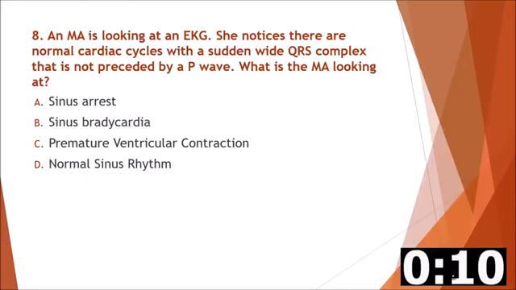Next question. An MA is looking at an EKG. She notices there are normal cardiac cycles with a sudden wide QRS complex that is not preceded by a P wave. What is the MA looking at? A, sinus arrest, B, sinus bradycardia, C, premature ventricular contraction, D, normal sinus rhythm. I'll give you 10 seconds.